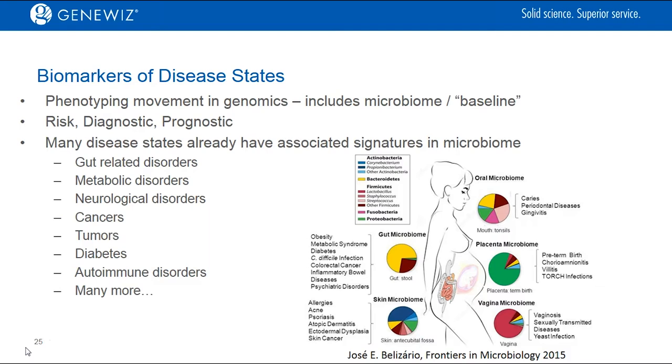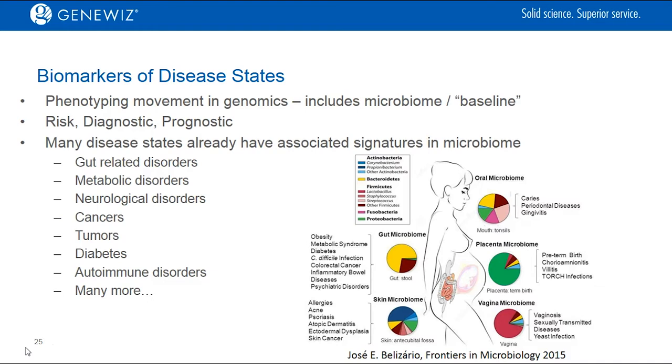Biomarkers of disease states can be broken down into three major categories. Risk biomarkers that can be used to predict the risk of developing a disorder, diagnostic biomarkers that can confirm the presence of a disease, and prognostic biomarkers that can predict the outcome of a disease. Some of the strongest links between the human microbiome and disease can be seen in neurological disorders, metabolic disorders, cancers like in detecting colorectal cancer, in autoimmune disorders, and of course in gut-related disorders.